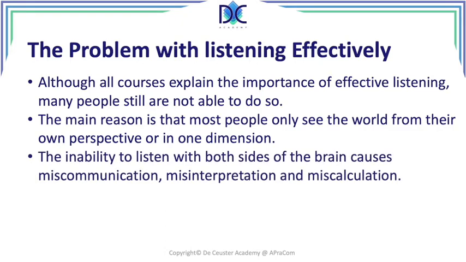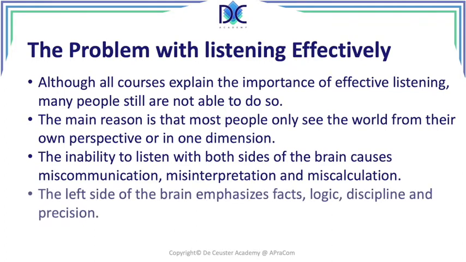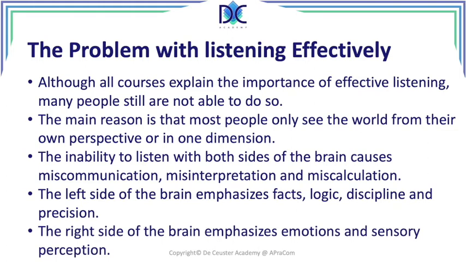The inability to listen with both sides of the brain causes basically this miscommunication, misinterpretation and miscalculation. It is a brain-related issue where the two parts of the brain are in fact not cooperating. Typically, left and right-hand side of the brain have different functions. The left side emphasizes facts, logic, discipline and precision, while the right side of the brain emphasizes emotions and sensory perception. So when you're only using one of them, you're missing out on the other parts of the message.